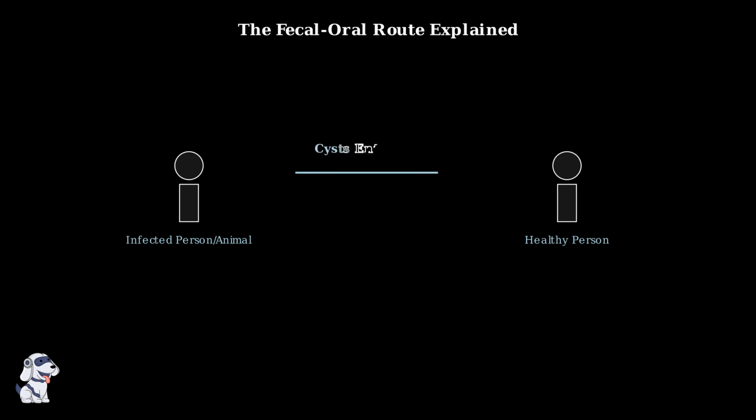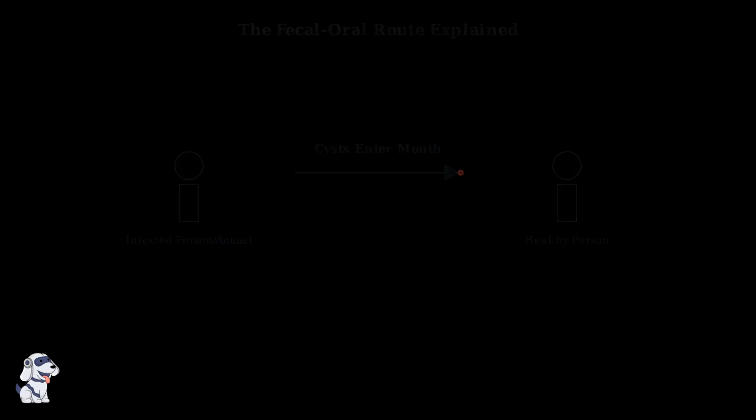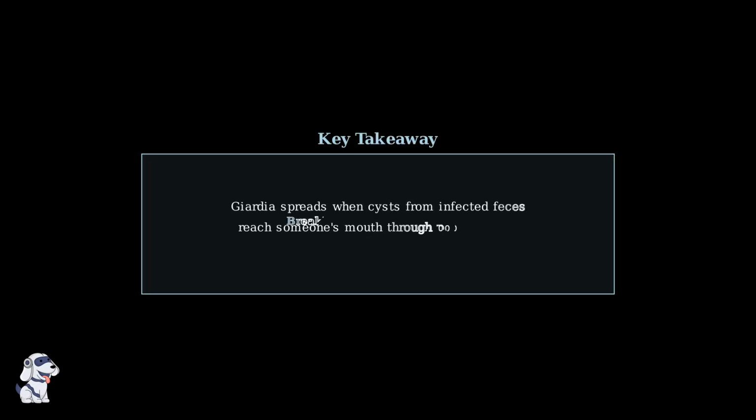The final step occurs when these microscopic cysts somehow enter a person's mouth. This can happen when eating contaminated food, drinking contaminated water, or simply touching your mouth with contaminated hands. The key insight is that this transmission requires poor hygiene and sanitation. As few as 10 cysts can cause infection, but proper hand washing and sanitation can break this cycle completely.